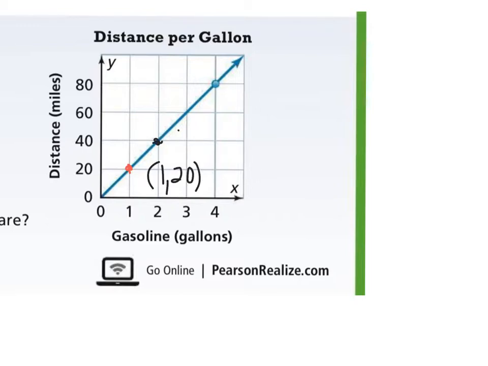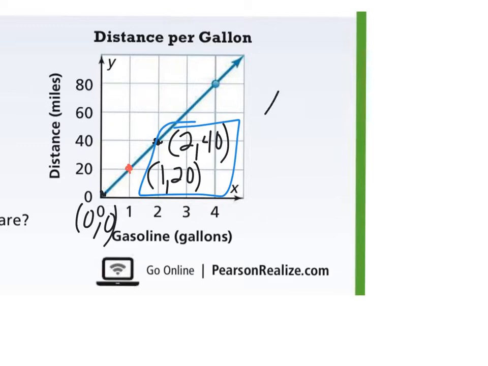120, 240. Yes, we could use 0, 0 as well here. There's other points up the line also that would work. Just to make things interesting, maybe let's use the 120 and the 240 just because we're not always going to be given 0, 0. Just to get some practice with that maybe.